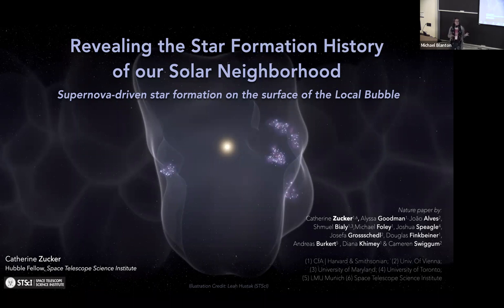So I know mostly in this room are cosmologists and particle physicists, so feel free to interrupt me at any point for terminology. I'll try to walk through it. But yeah, I welcome questions throughout the talk.